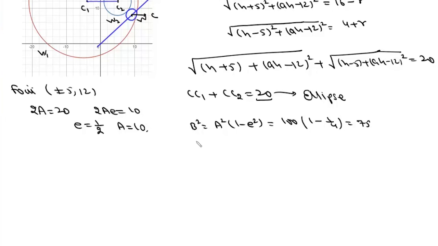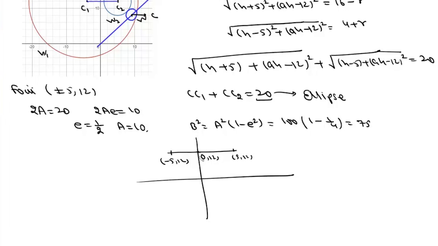So we have this ellipse with foci at minus 5, 12 and plus 5, 12. So its center will be at 0, 12. So it will be this ellipse whose equation is x square upon 100 plus (y minus 12) whole square upon 75, and it is equal to 1.